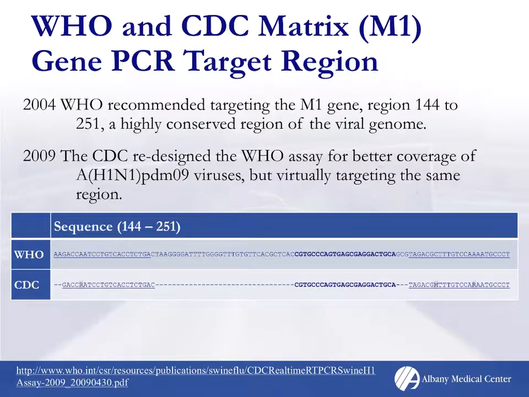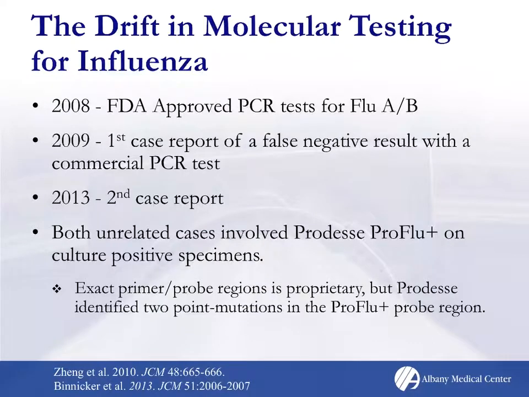But then in 2009, the CDC modified it slightly for better coverage of the pandemic H1N1 virus. And in 2008, the first FDA-approved PCR assays for flu A and B were on the market. 2009 was the first reported case of a false negative result with a commercial PCR test. And 2013 was the second case.